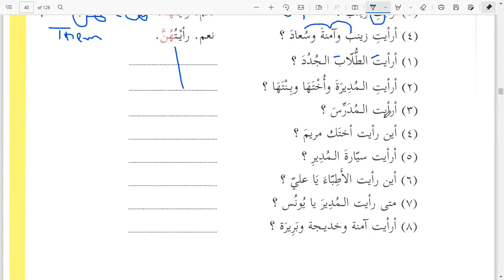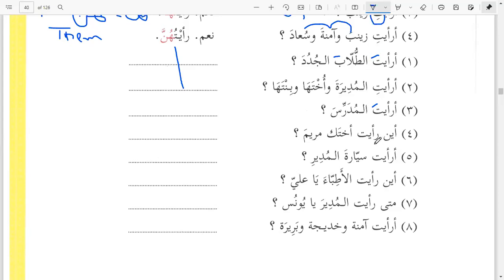Ara'ayta al-mudarrisa. Okay, good. Na'am ra'aytuhu. Okay, good. Aina ra'ayta ukhtaka Maryama. Ukhta will be mansub here. Ukhtaka Maryama. Na'am ra'aytuha. Okay.